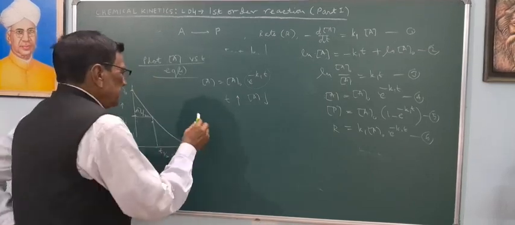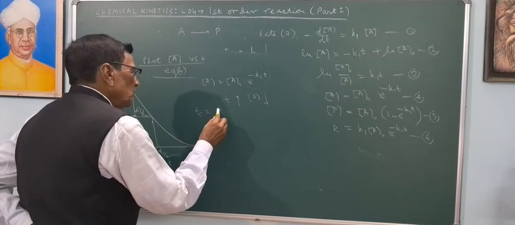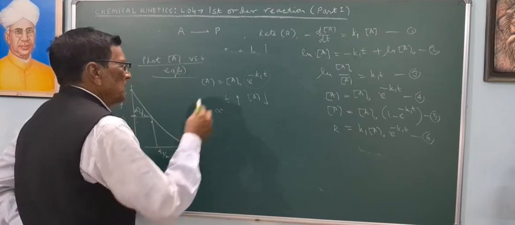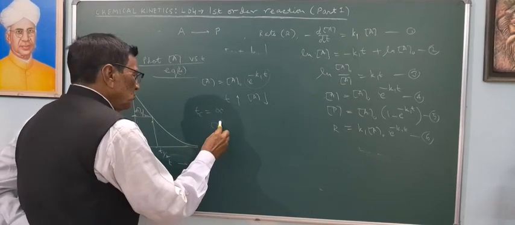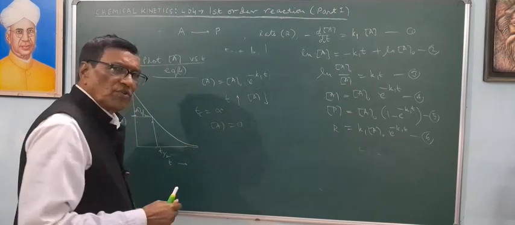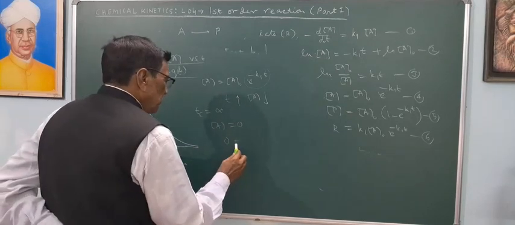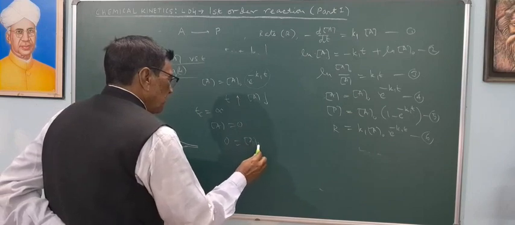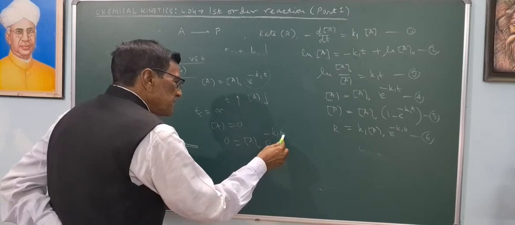And t half, and tc is equal to infinity. When this reaction is complete, A equal to 0, no reactant, and this one 0 equal to concentration of A naught into e to the power minus k1t, and it is tc.